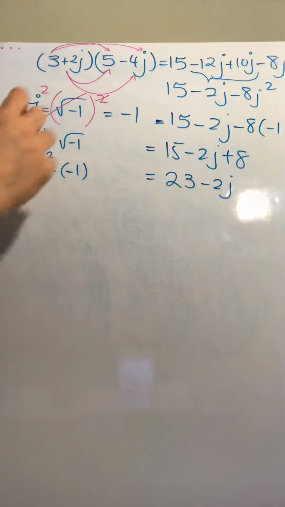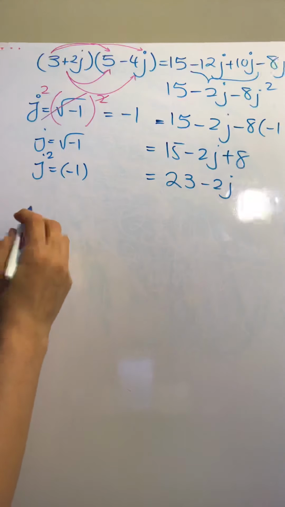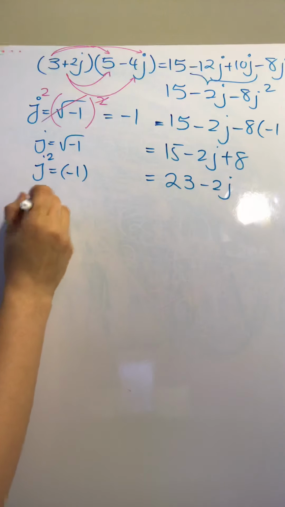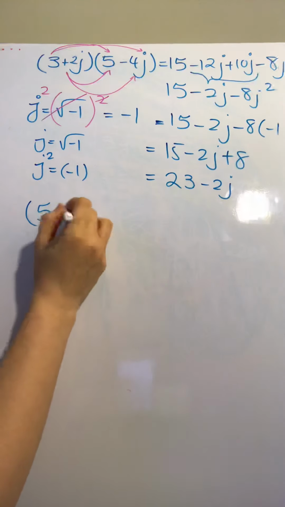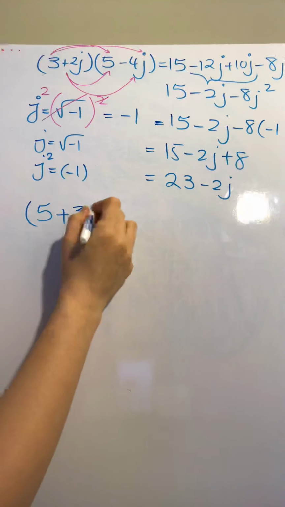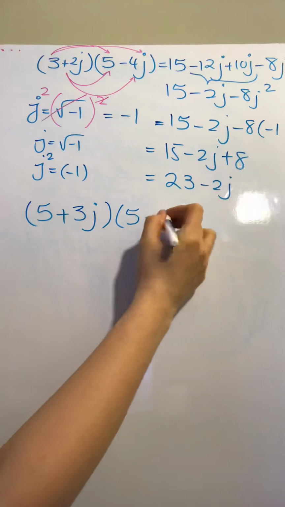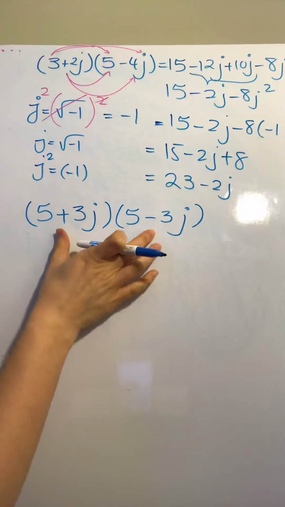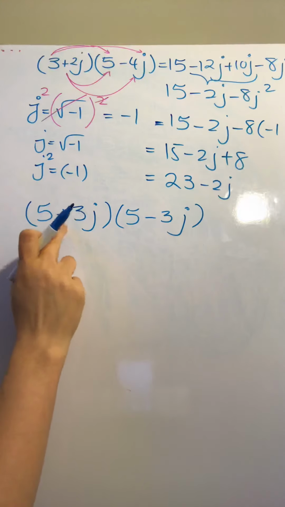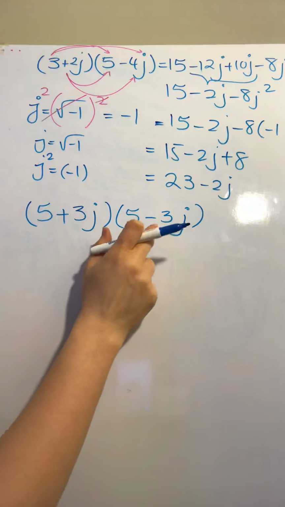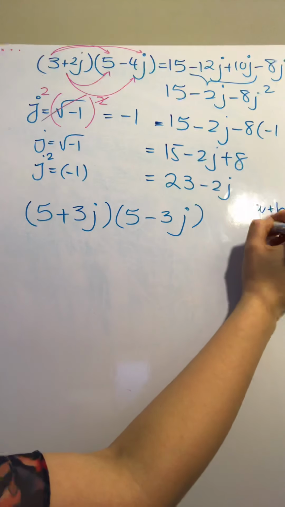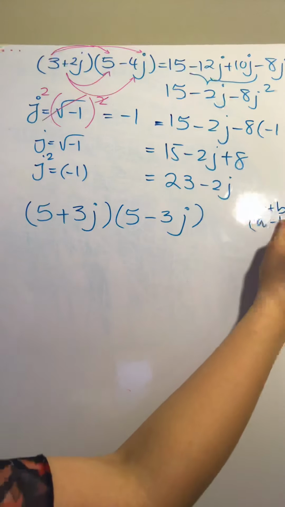Let's multiply another example. So I'm going to multiply 5 plus 3J by 5 minus 3J. By the way, these two are called conjugates. Conjugates are when the sign in between changes. So for example, a plus b and a minus b are conjugates.